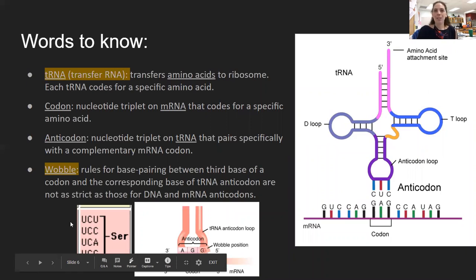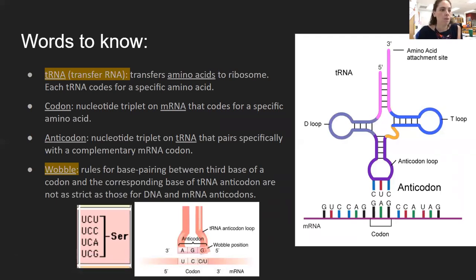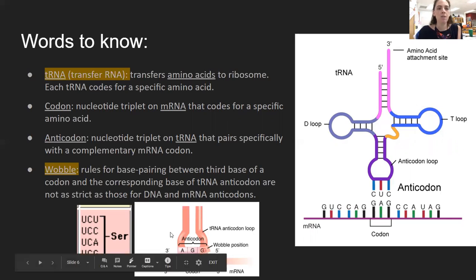Again, showing some relatedness. We all have the same genetic code. Right, our next term, wobble. So the code is not always as specific as one codon for one amino acid. We look here for serine. There are 4 codons, all coding for serine.